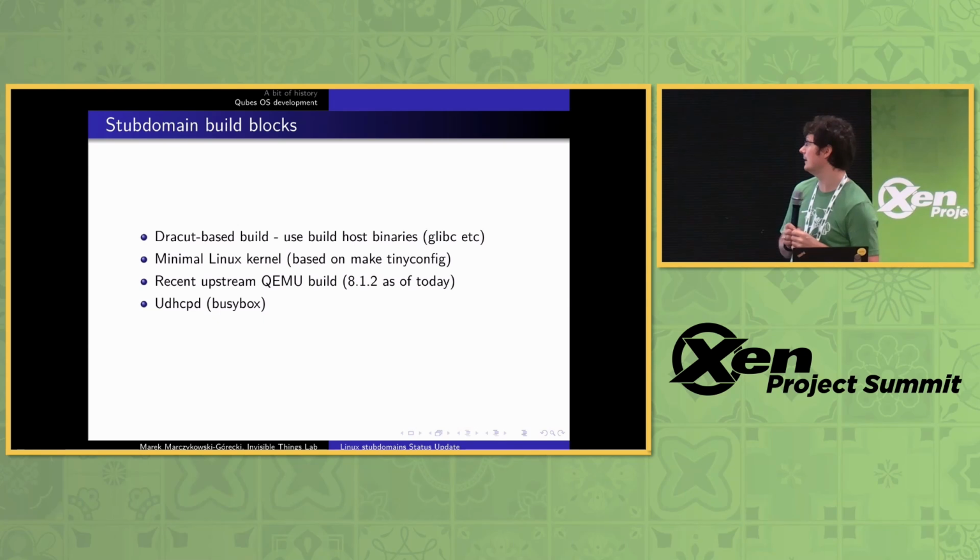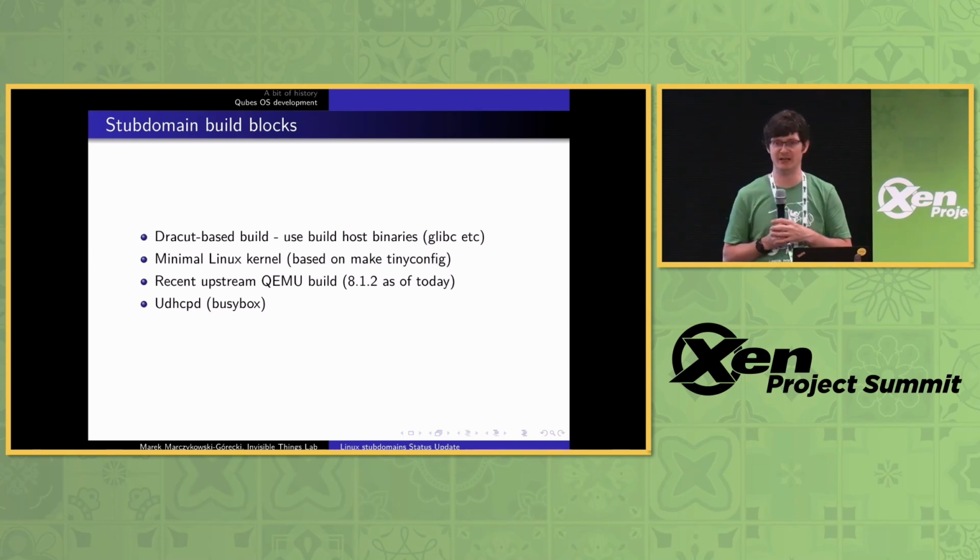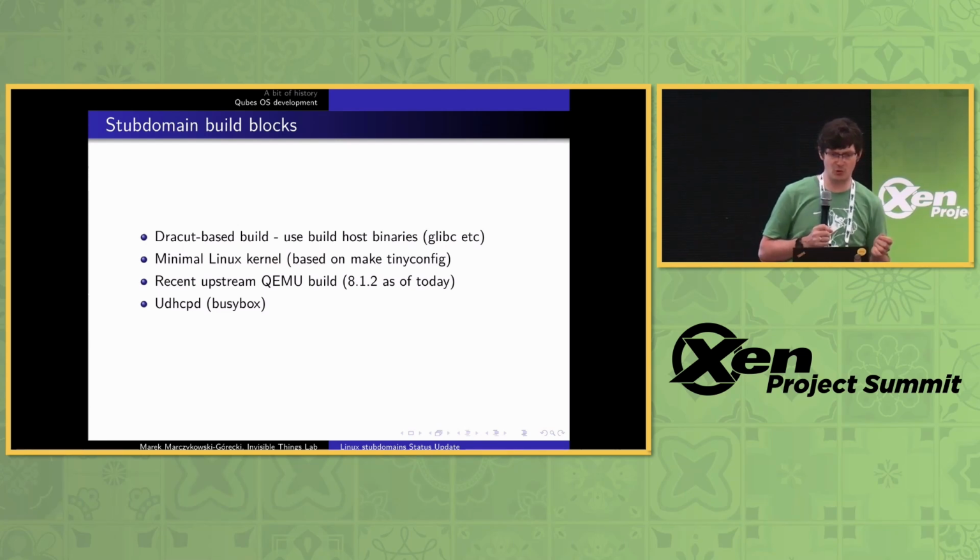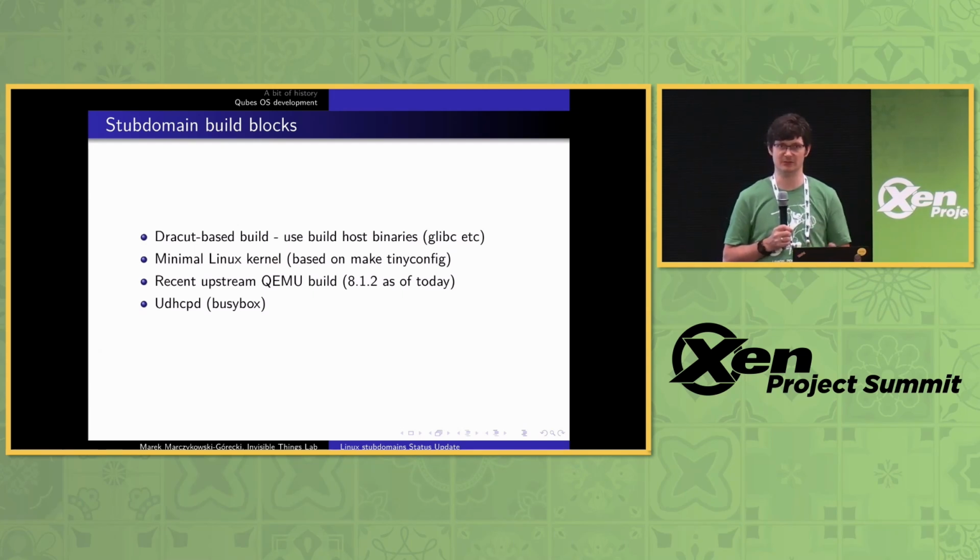And this is combined with a minimal build of the Linux kernel and a recent version of QEMU. Okay, maybe not that recent, but because we use the upstream version directly, it's very easy to update. And we also have a custom build of BusyBox to provide a shell for scripting and some auxiliary tools like the DHCP server.